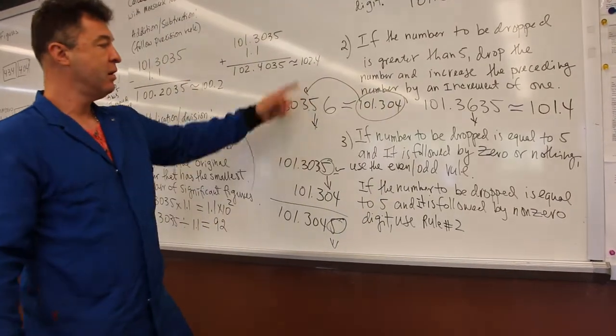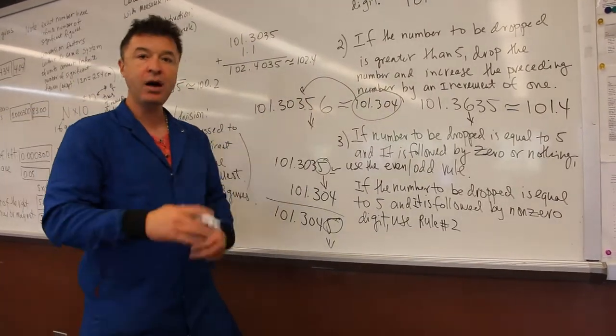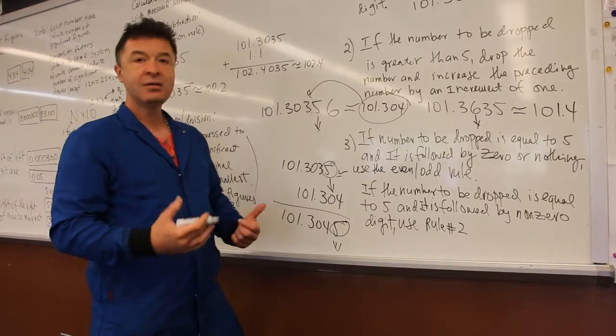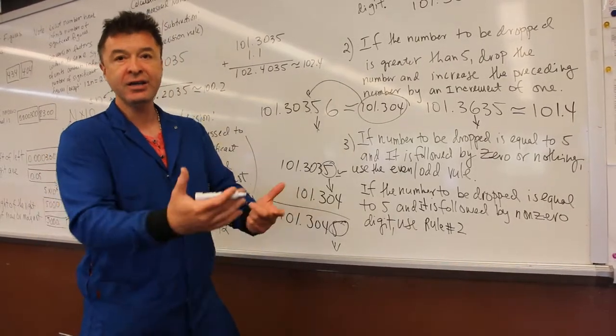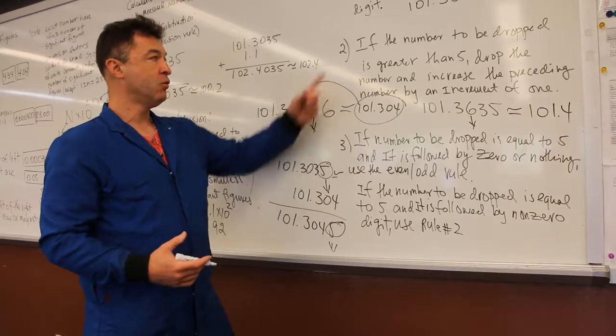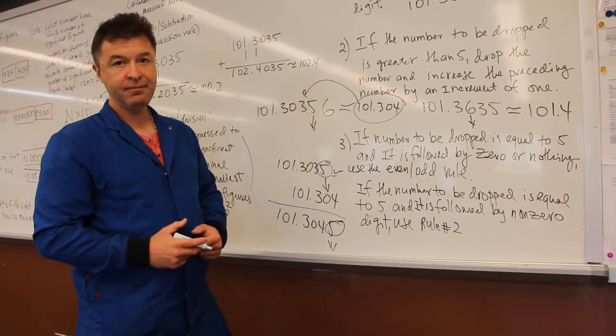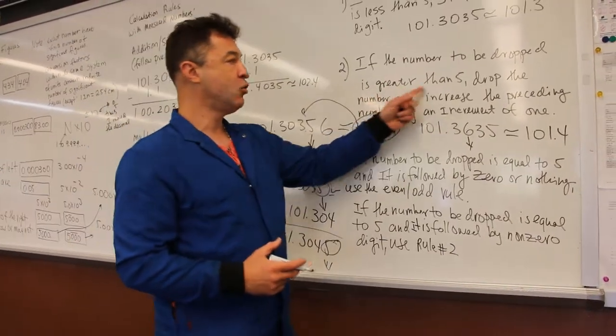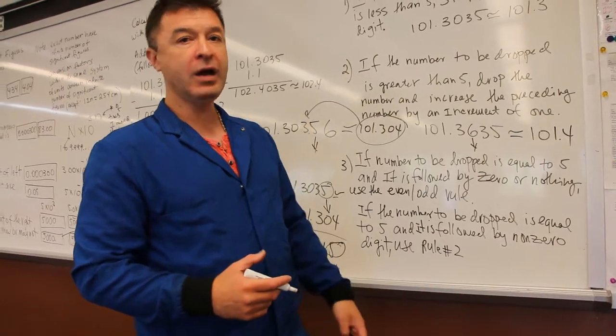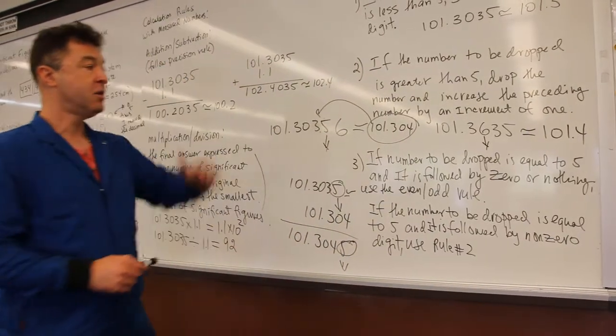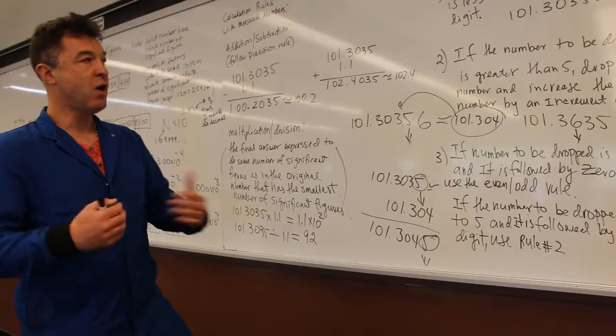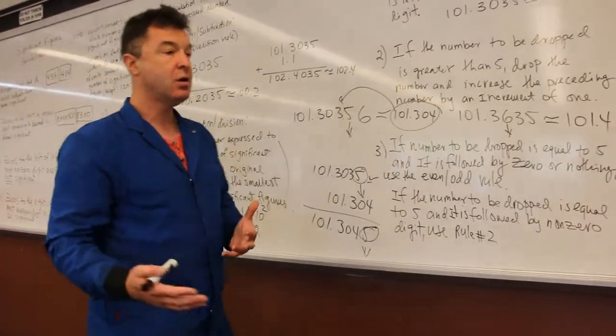If you want to drop the 5 because the 5 is followed by some other digit, but not 0, you're going to follow rule number 2, guys, and treat it as if it was greater than 5. Okay, and that's in a nutshell, guys, the 3 rules of how to do the rounding off. And again, if you have any questions, you know where to find me.